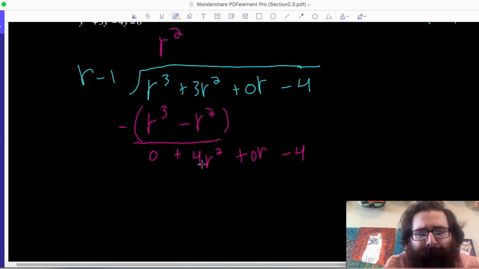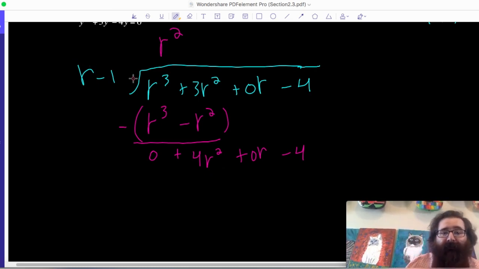So now we're looking at 4r squared minus 4, which is really what's left. We treat this as a new dividend and go through the algorithm again. I take the leading term of my new dividend and divide it by the leading term of my divisor. 4r squared divided by r gives me 4r. So I write 4r in my quotient and go through the same steps again.